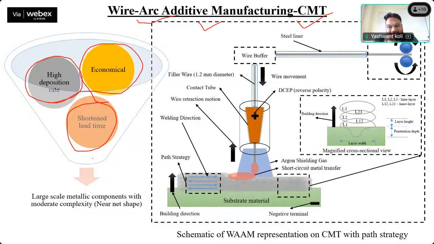After the fabrication of the component, we can go for subtractive manufacturing and achieve a near net shape product. So this is the typical schematic diagram. I have already discussed this in the last lecture, so I'm skipping it. So how are these layers deposited, and the interlayers.